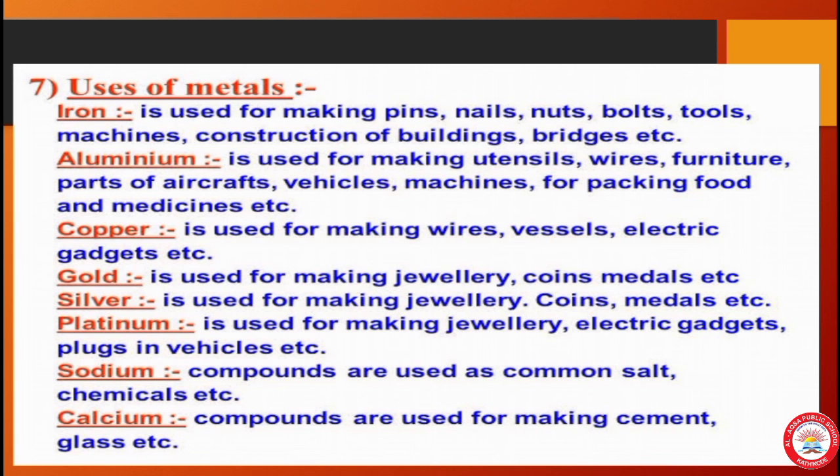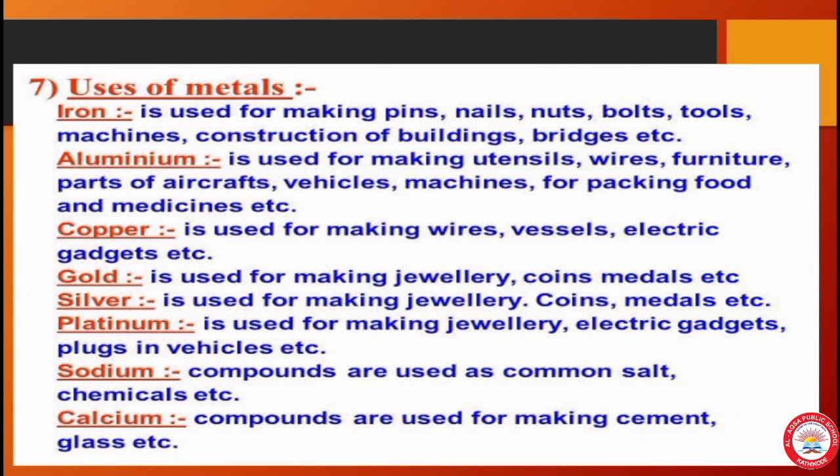Copper, it is used for making wires, vessels, electric gadgets, etc. Gold, it is used for making jewelry, coins, medals, etc. Silver, it is used for making jewelry, coins, medals, etc. Platinum, it is used for making jewelry, electric gadgets, plugs in vehicles, etc.